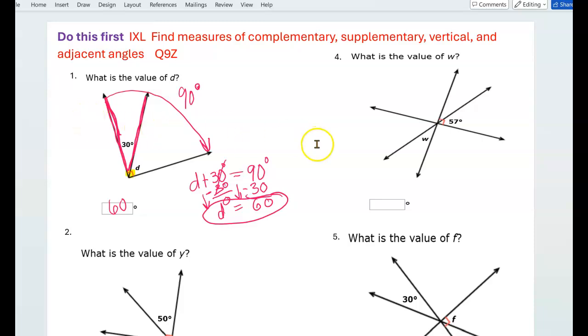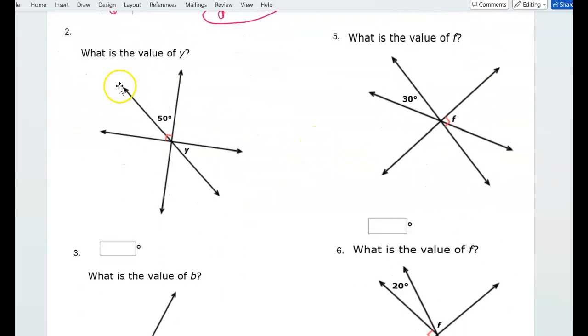All right, number 2. What is the value of Y? There's not a measure over here for this angle, but there's a measure over here for this angle. I was going to say we could do the vertical angle thing. Let's do that.